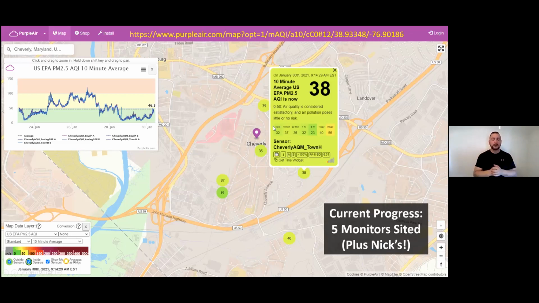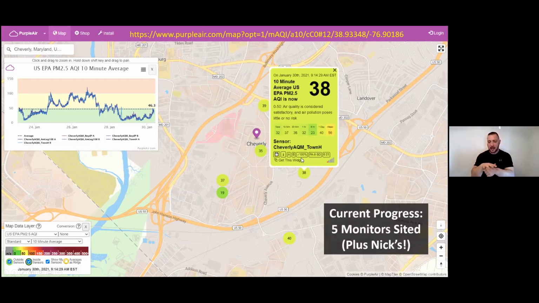And so these are the monitors, one at Town Hall, one at the American Legion, one at a residence house, one at the pool, and one at Boyd Park. This one is from a community member, Nick. He's had his monitor up actually for years before our project started. So this one isn't necessarily a part of our network, but you can see it there because this map will show you all of the established monitors in the area.